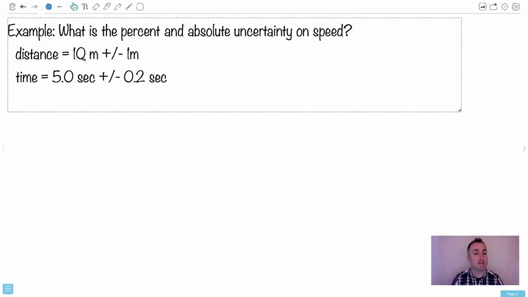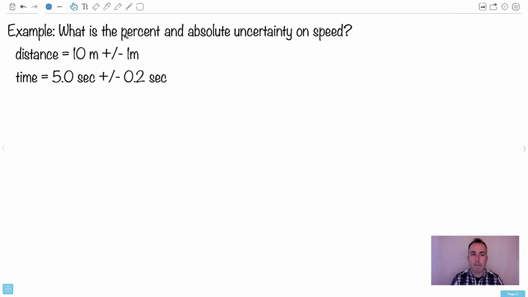So here we have a distance of 10 meters plus or minus 1 meter. And we have a time of 5.0 seconds plus or minus 0.2 seconds. So to find the percent uncertainty, that might be a good one to start with, right? So let's do the percent uncertainty. The way we're going to find that, we're going to remember that equation, right? That we first have to do the fractional uncertainties on each.